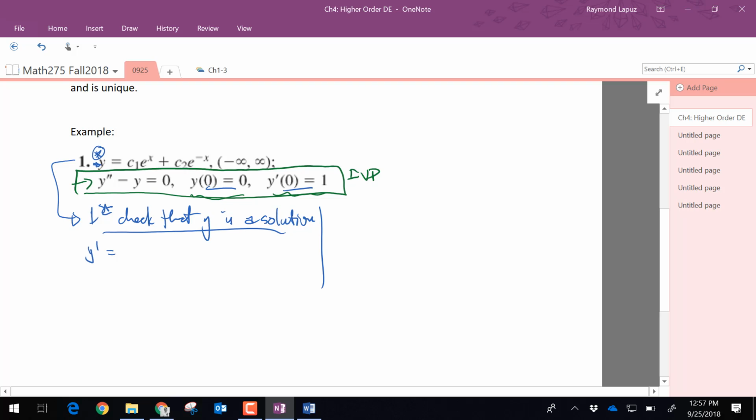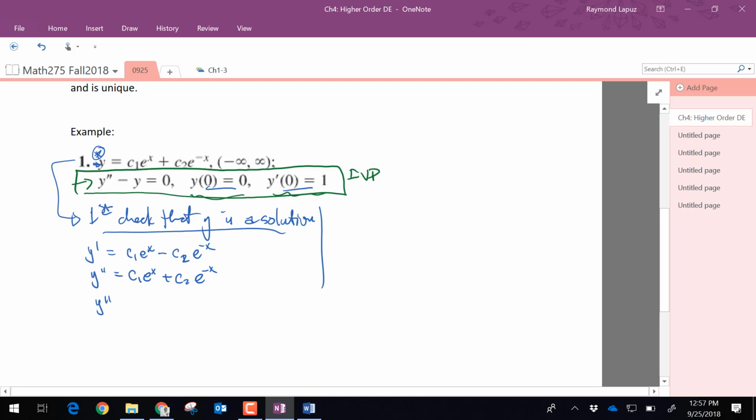So c1 is a constant, c1 e to the x, the derivative of that is e to the x. The derivative of e to the negative x is negative e to the negative x. So there's a minus sign. So that's the first derivative. And then the second derivative is the derivative of the first. And then let's just drop it into the differential equation.